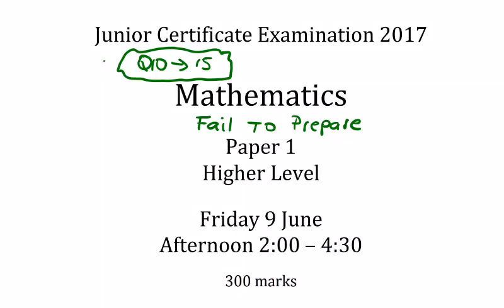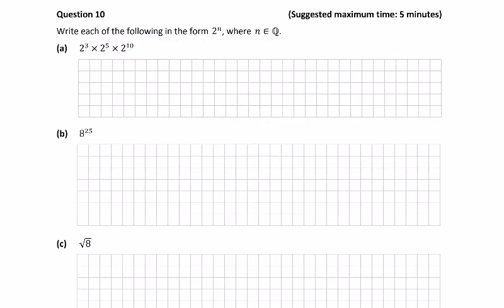In this video, we're going to look at question 10 to 15, 2017, paper 1, starting with indices. Write each of the following in the form 2 to the power of n. You're told n is an element of Q. Well, let's do the questions first, and then see if that's relevant if we need it. So, what's the rule for multiplying indices?